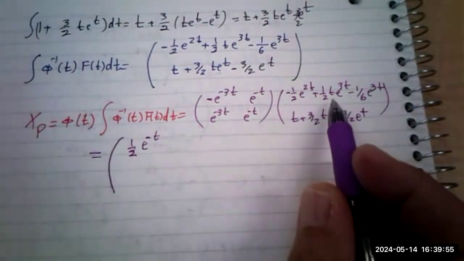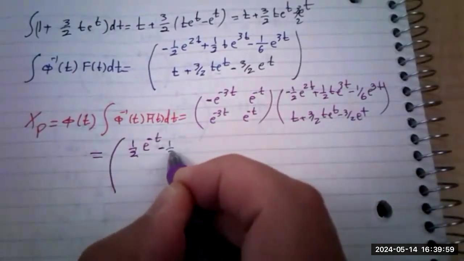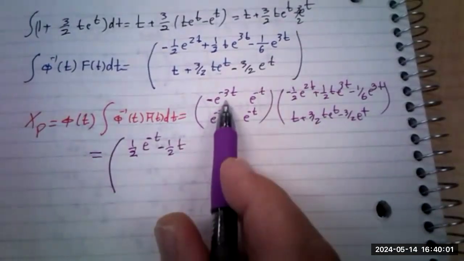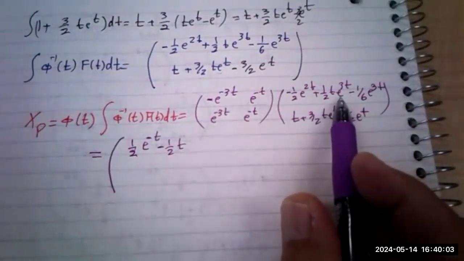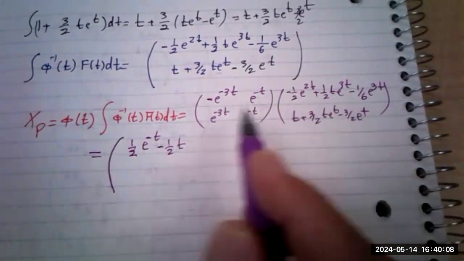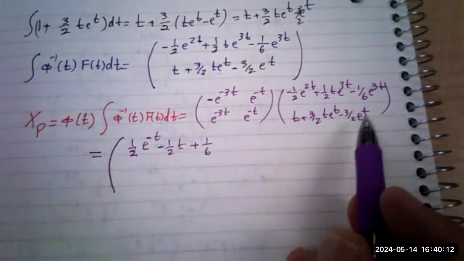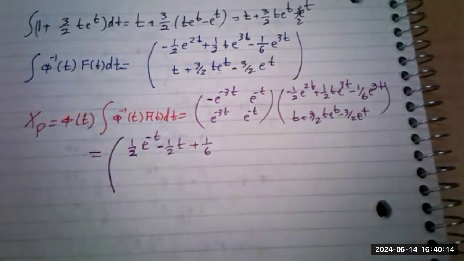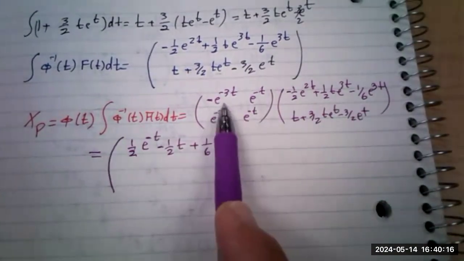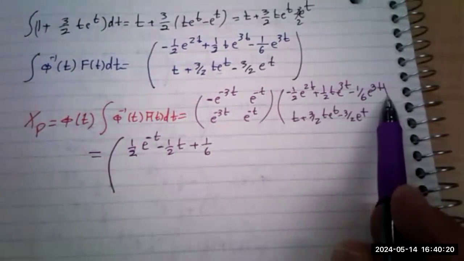Then I continue getting the second one. The second one gives me negative 1/2 t, e to the negative 3t, e to the positive t will cancel out. Then I multiply this one, that gives me a plus. It's going to be plus 1/6. Again, 3t and 3t would cancel out. So this is what I got when I multiply this one by the first row.